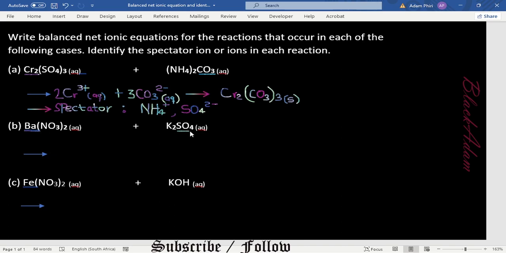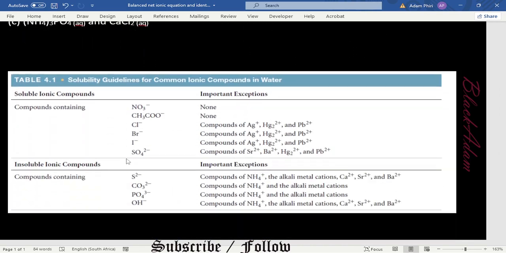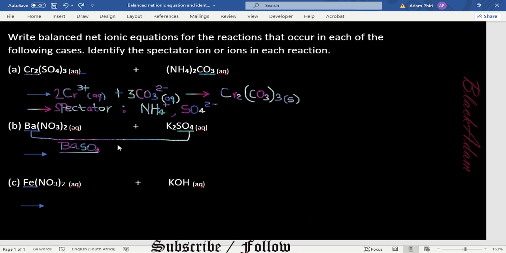So we do the same thing here, barium sulfate. Looking at the barium sulfate, we first look at the sulfate and see its combination with barium in the solubility table. So sulfate is soluble, but when it has barium, it's insoluble. So the barium sulfate becomes insoluble, and we'll have a precipitate in that situation.